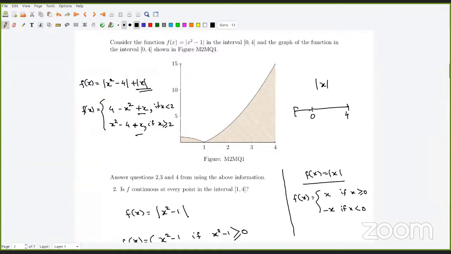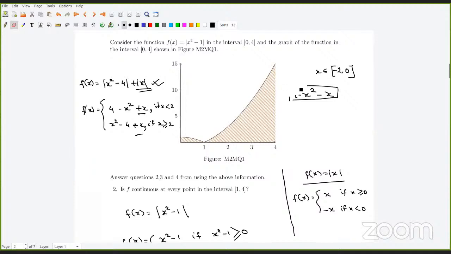Okay. So can you tell me what is the function when x is in between minus 2 and 0? This function f(x) is 4 minus x square minus mod x. So when x is minus 2 to 0, then mod x will give a negative value, so it will be 4 minus x square, then minus x. Is it clear? Yes, sir.